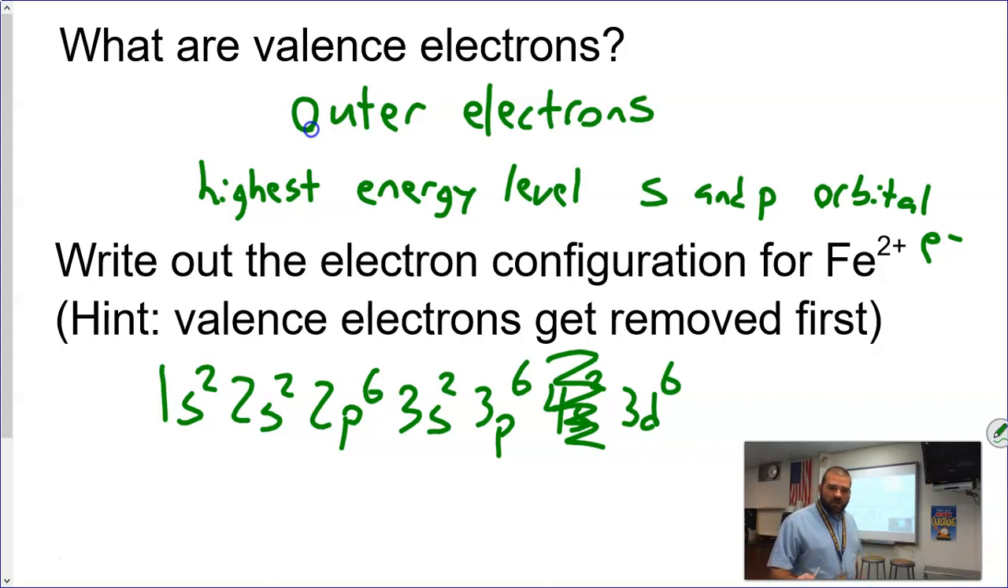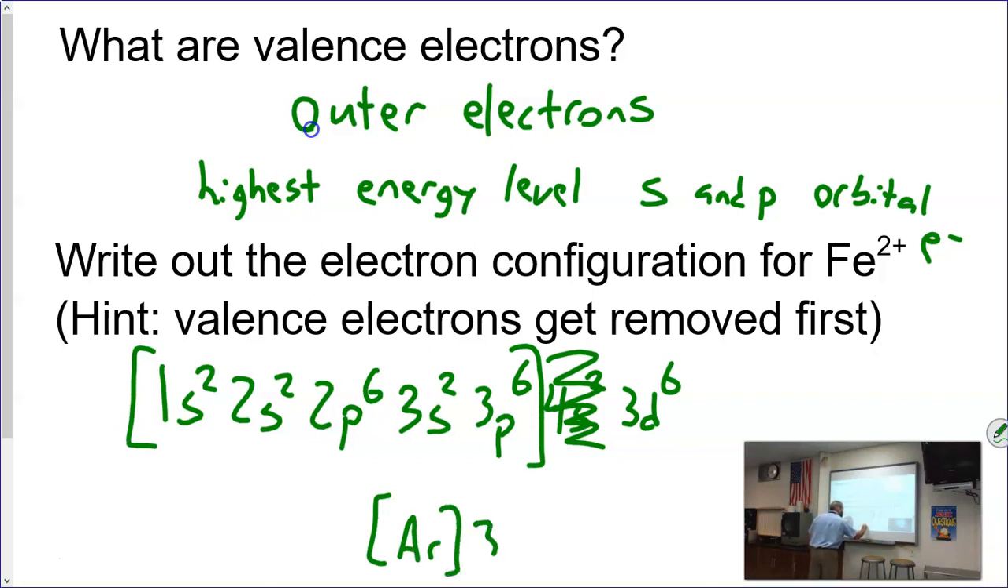Let me fix one more thing. If you did the abbreviation, which is absolutely just fine, this is argon. That is allowed as well.